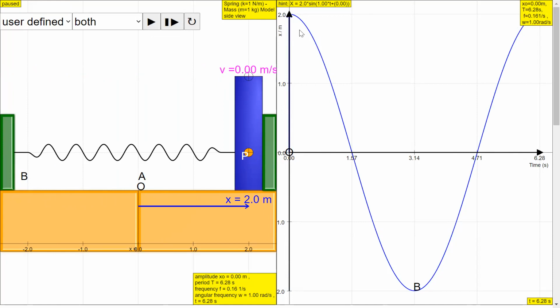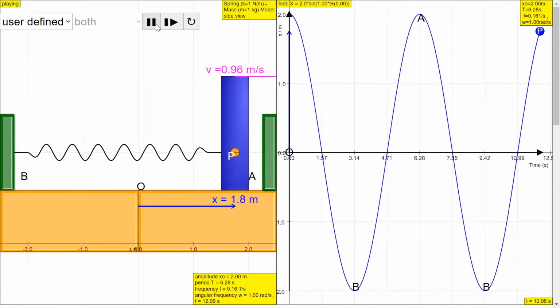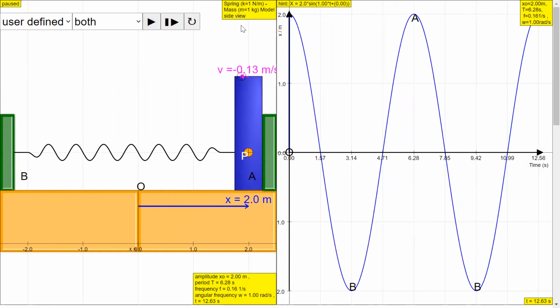What we can observe with our graph, let's continue the simulation. As we can observe, infinitely it will move back and forth from 2 meters down to 0, then negative 2 meters, back to 0, then 2 meters, then down to 0 and negative 2, and so on and so forth. Now we will describe how we are going to describe our oscillation motion.